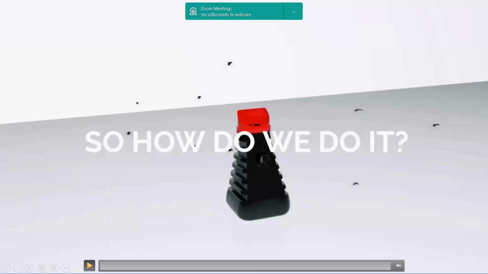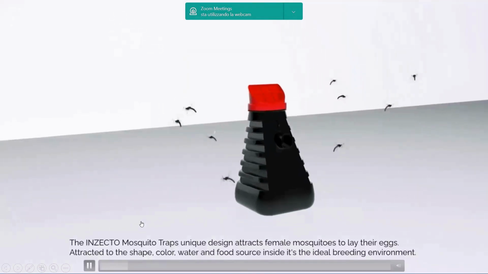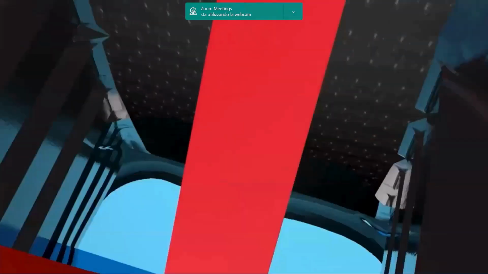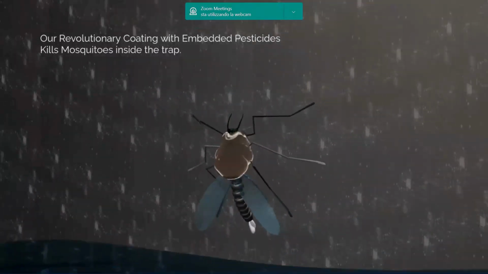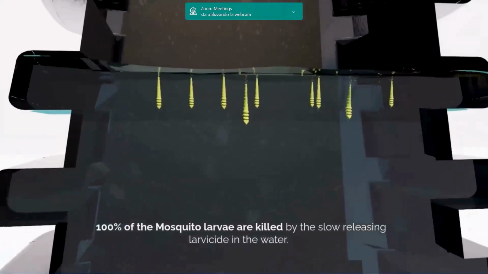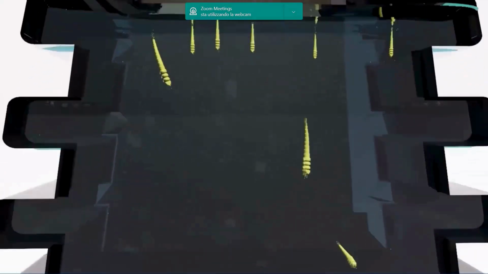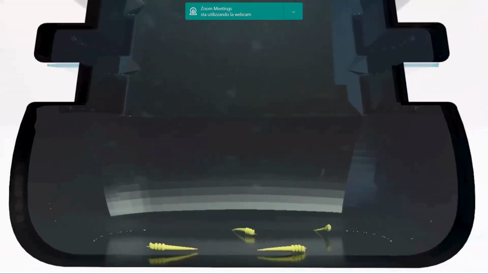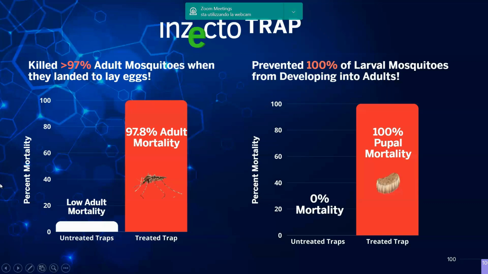How do we do it? The mosquitoes are attracted to the traps. They enter the trap. They land on the internal surface. They die when they get in contact with the adulticide. If they can still lay eggs before dying, all the larvae die with the growth regulator. These are some of the data that are coming from the results that are also submitted to the EPA for review. This is how it works.